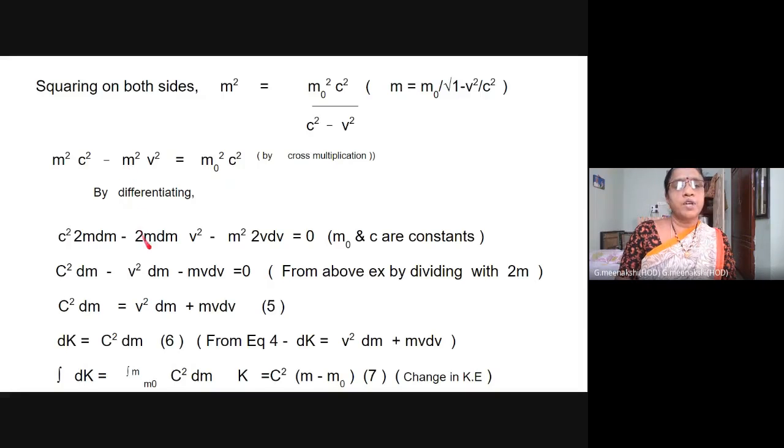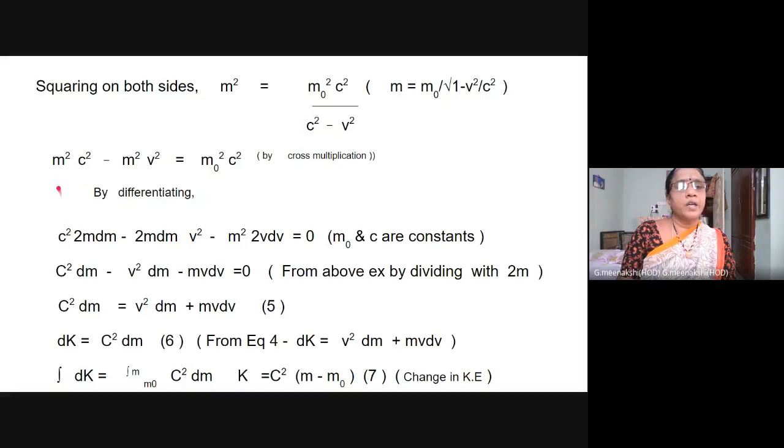So for m squared, 2m dm into v squared minus of m squared, constant now. m squared into, for v squared, 2v dv is equal to 0, because on the right side m naught is a constant here and c is also constant. So the derivative of constant factors is 0 on the right side.